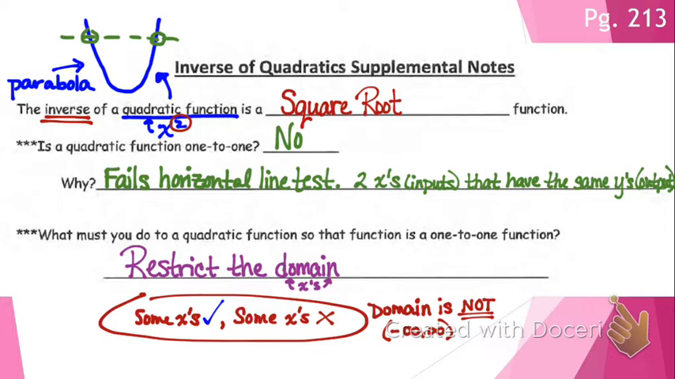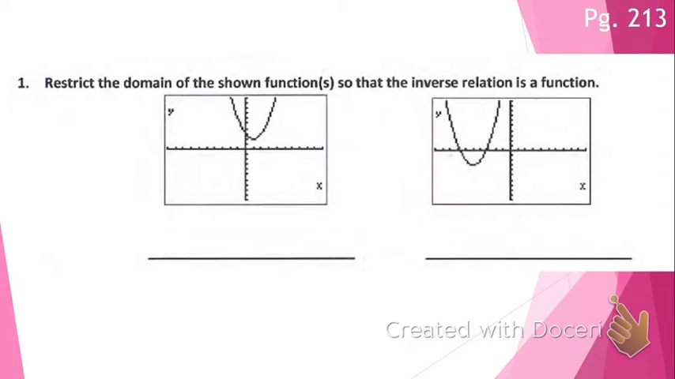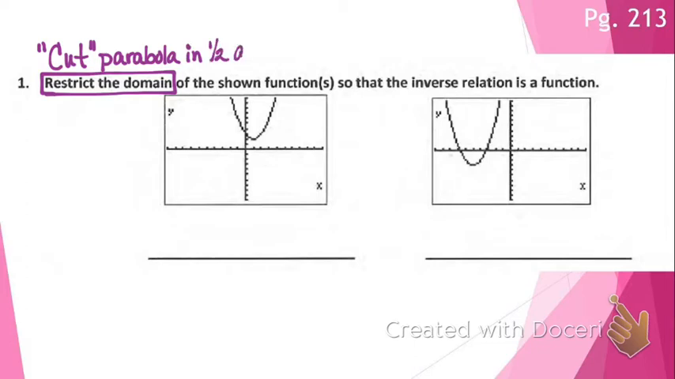All right, look at those two graphs down there. In order to restrict the domain, we are going to cut the parabola in half at the axis of symmetry. And we are only going to keep the right half.